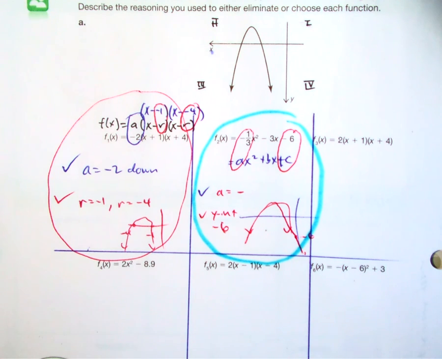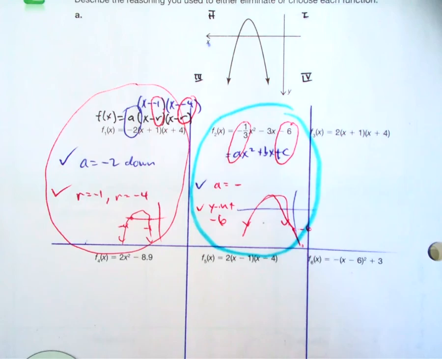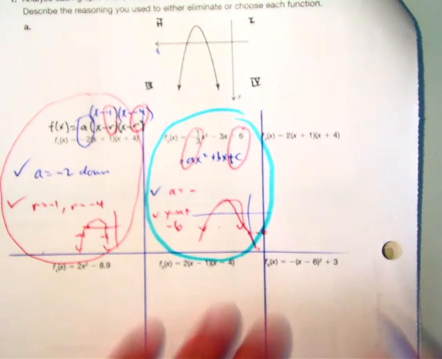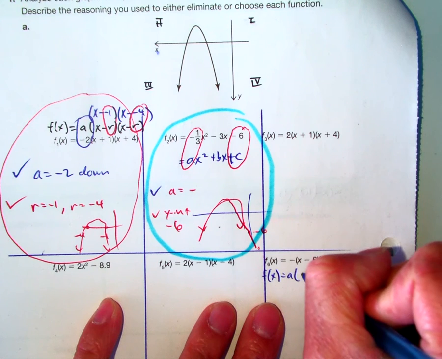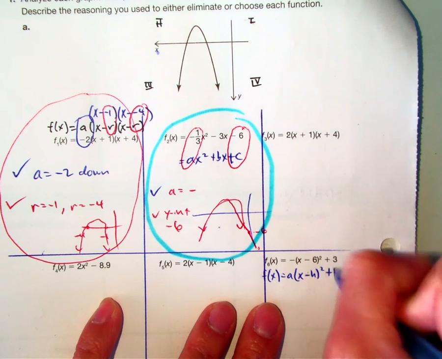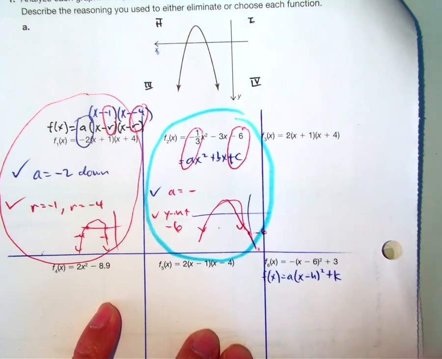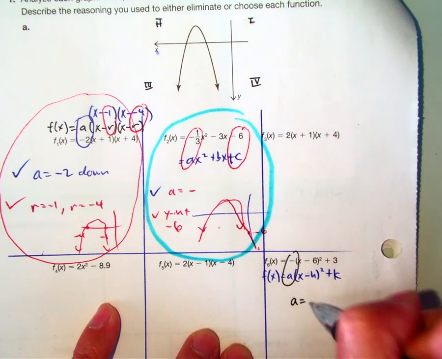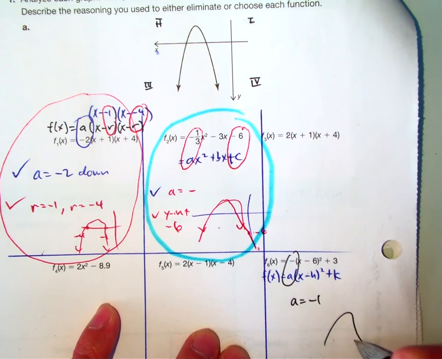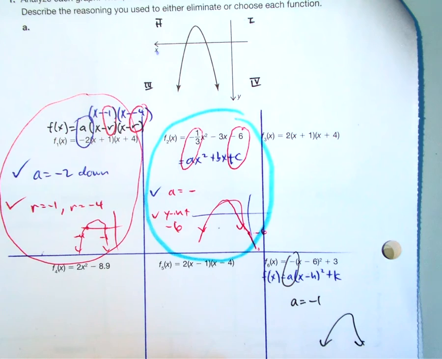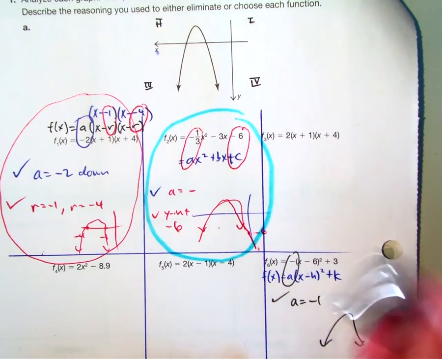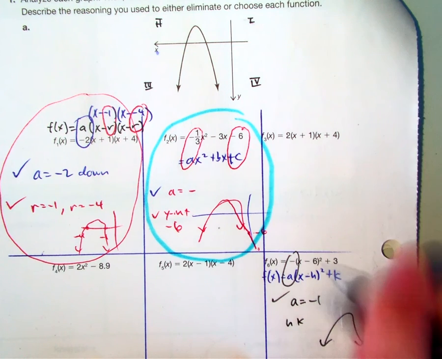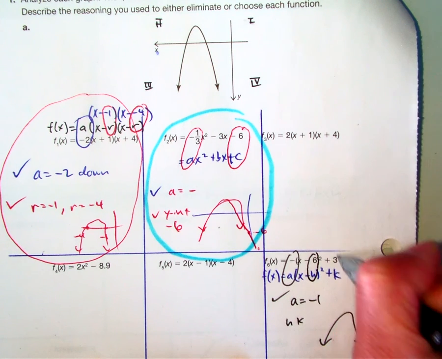And let's find one with vertex form. Let's do this one down here. If I write vertex form below it, f of x equals a times x minus h squared plus k. My a value is negative, so my graph's going to open down. That matches my graph. And then the other part is my h and my k. My h, k is 6 and 3.